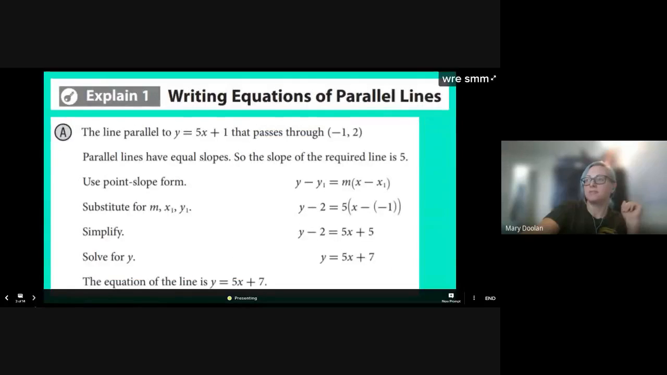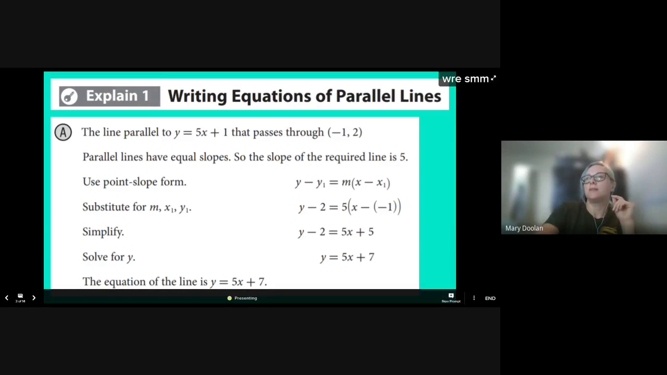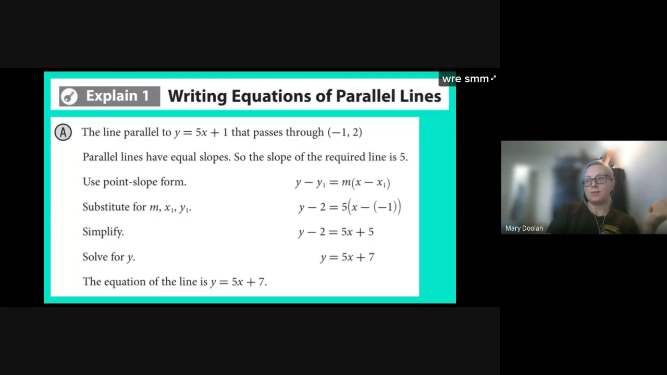to slide 3. And so this is just an example worked out. All right, I'm going to read through it with you. And this is what we did Monday. I want to say Monday. Yeah, Monday when we did our lesson on proving parallel lines. So this example, the line parallel to y equals 5x plus 1 that passes through the point -1, 2. We want to figure out the equation of that line.